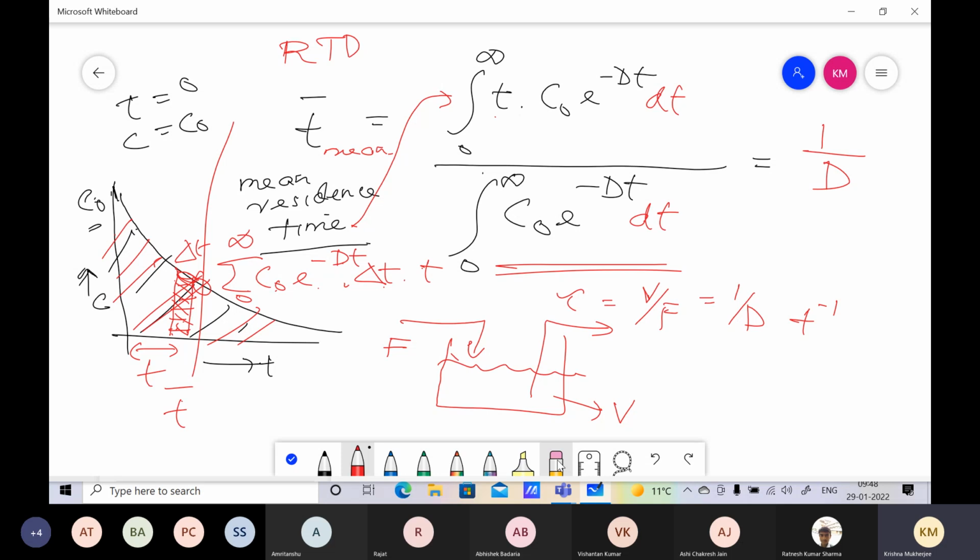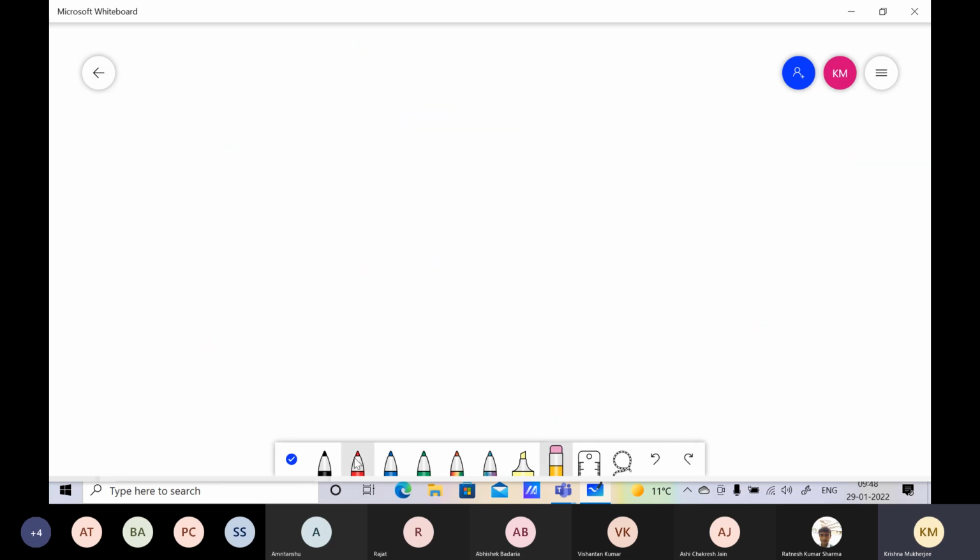Okay. Now, really the point that I'm trying to make is more complex, which is that to the extent that we are in trouble is that the RTD is like this.